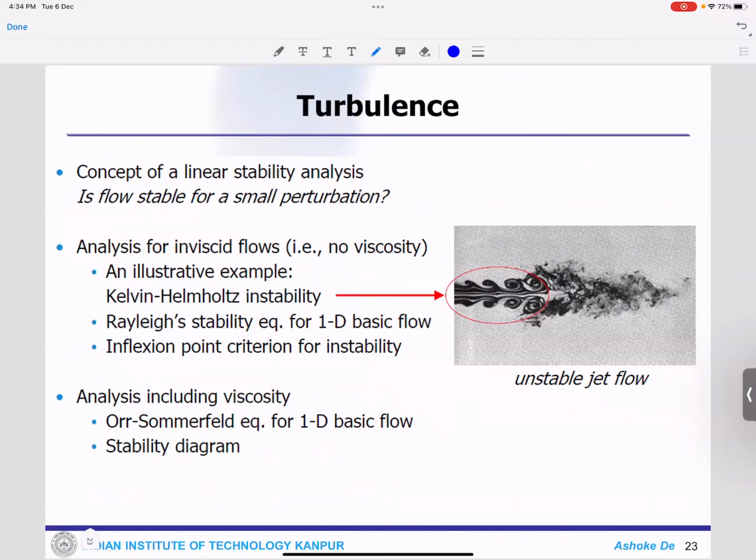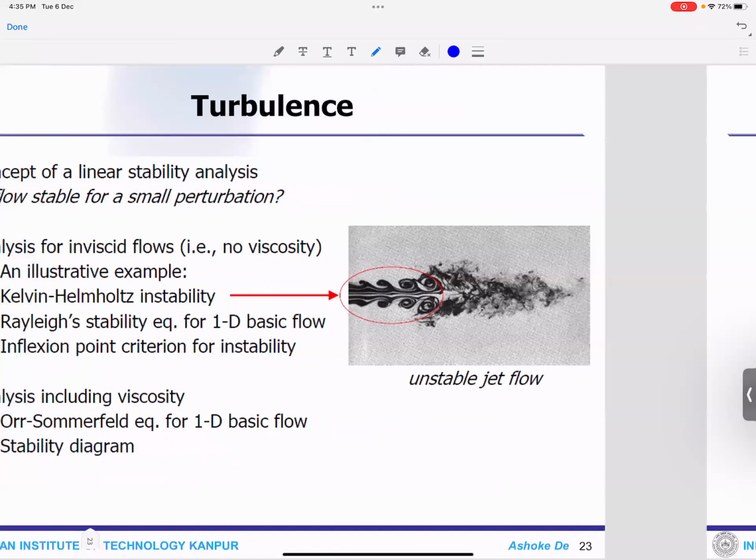Now, one can do some simple analysis to try to analyze this flow field. One of the things one can answer is whether the flow is stable for small perturbations. We said when we were talking about the definition that turbulent flow fields actually do not satisfy that criteria. That means if you perturb the flow field a little bit, it's going to be more perturbed. So one can look at it through some stability analysis.